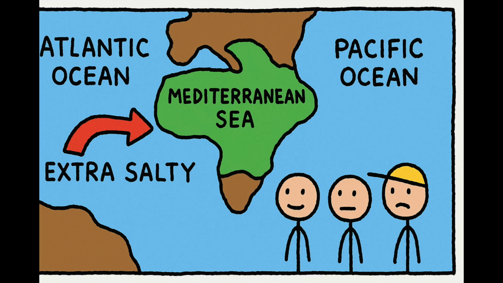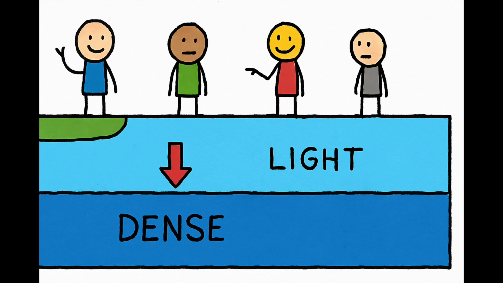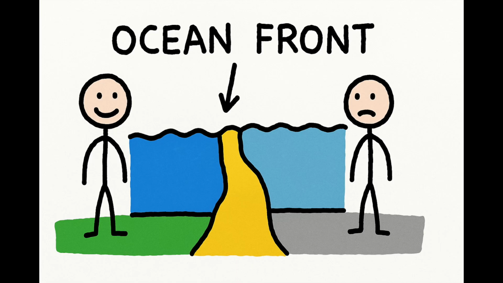For example, the Atlantic Ocean is generally saltier than the Pacific, and water leaving the Mediterranean Sea is exceptionally salty and dense. When these waters meet, the denser water tends to sink beneath the lighter water, creating layers rather than immediately mixing. An ocean front is a transition zone between two water masses with different characteristics.